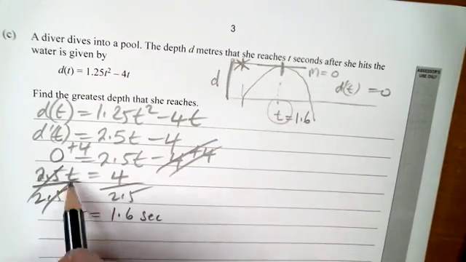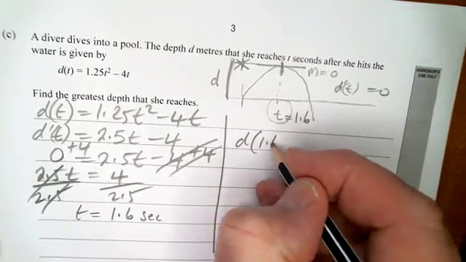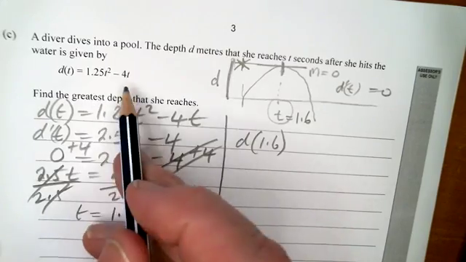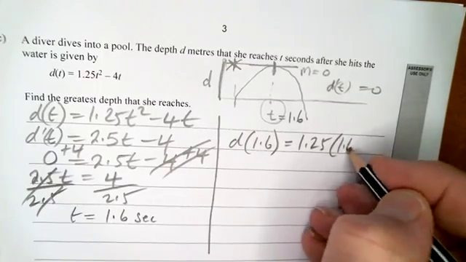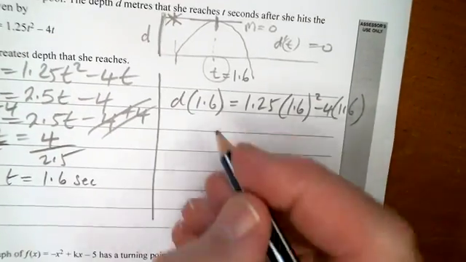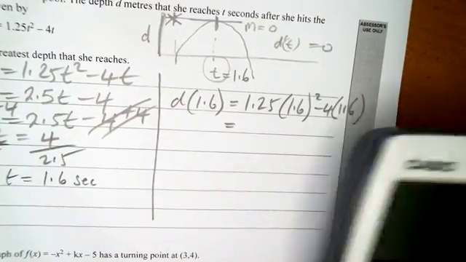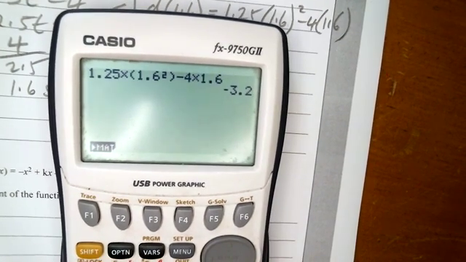Let's find the depth. I'll just put a dividing line down here. So the depth at 1.6. Notice we're no longer using the differential. We're going back to the original equation: d is equal to 1.25 times 1.6 squared minus 4 times 1.6. I'll do it on the calculator so it's all done in one go. That's 1.25 times 1.6 all squared, and then we subtract from that 4 times 1.6, and we get negative 3.2.